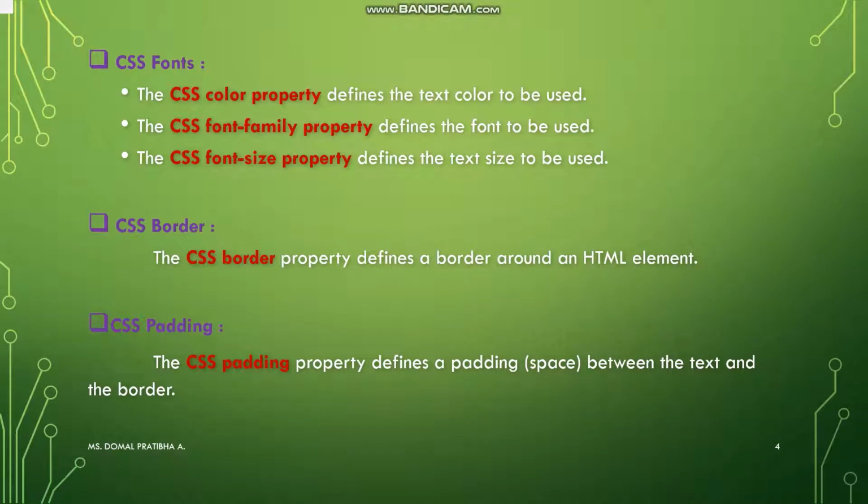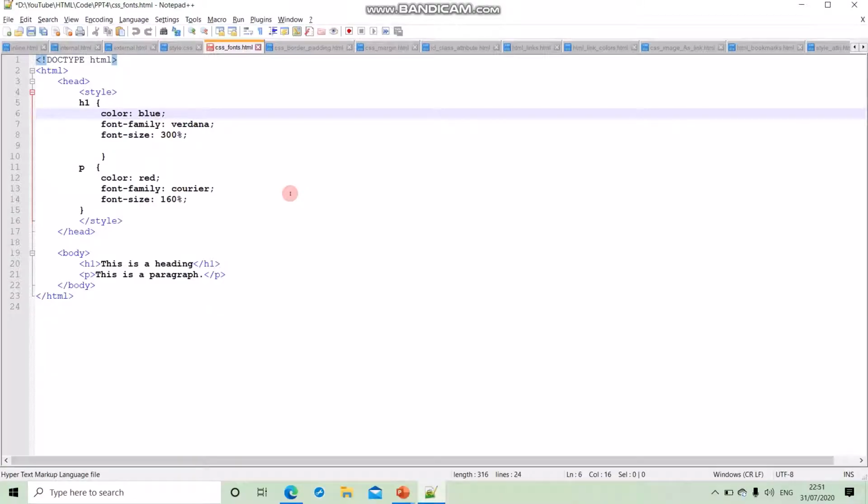Next, CSS border. The CSS border property defines a border around an HTML element. And CSS padding. The CSS padding property defines a padding, that is space between the text and the border. Let's see this example.